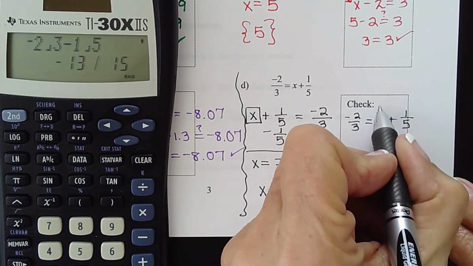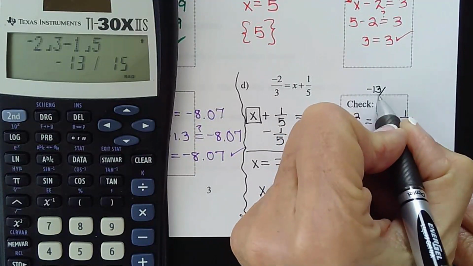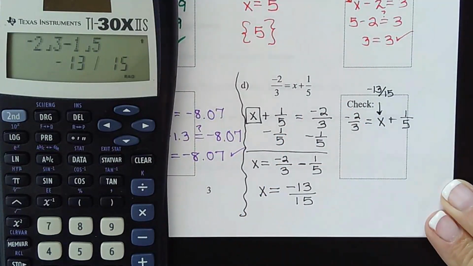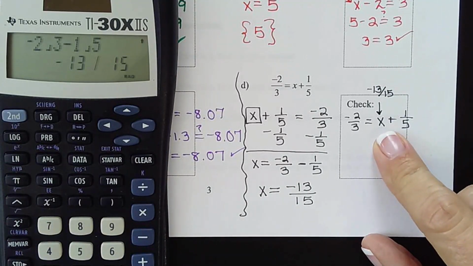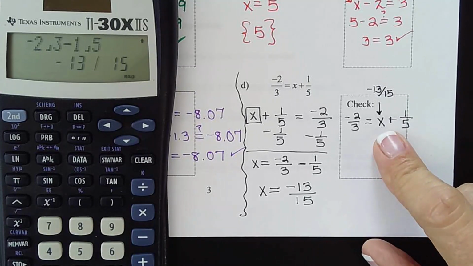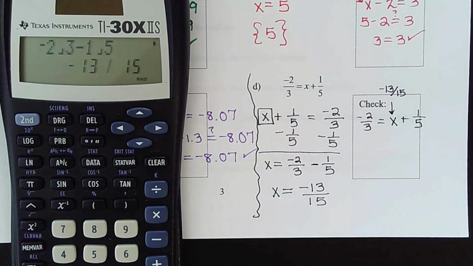So then I'm going to plug negative 13/15 in for this, and you can see where your calculator is going to be so much help in doing this, so you don't have to keep finding common denominators and do all that work. Not that anything's wrong with that, but you might not be able to get your tests done if you're trying to do everything by hand.